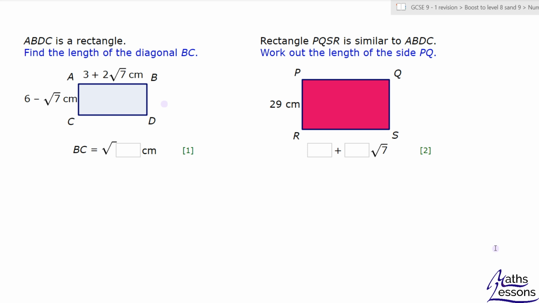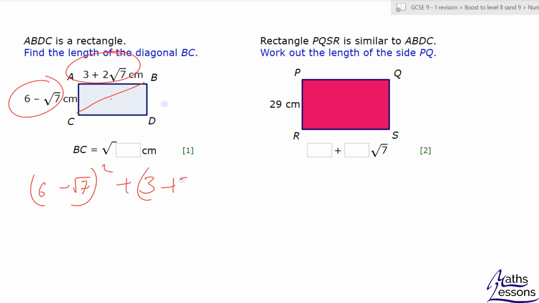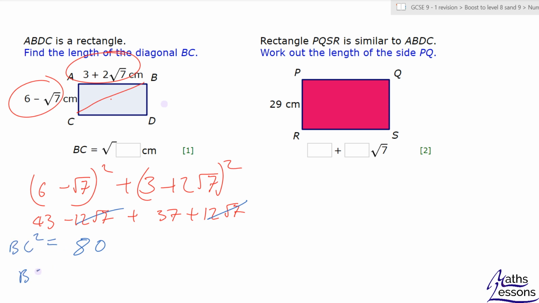Right, okay, let's have a look at this. So this, hopefully, the first part was quite straightforward. And you realise you just got this squared plus this squared square rooted to give you this. So let's do 6 minus root 7 squared plus 3 plus 2 root 7 squared. Now, in the first part of the question, we got this out to be 43 minus 12 root 7. And then we got this bit out to be 37 plus 12 root 7. And we can see, therefore, this is going to cancel with this to leave me just 80. That is, so BC squared is equal to 80, so BC will equal the square root of 80.